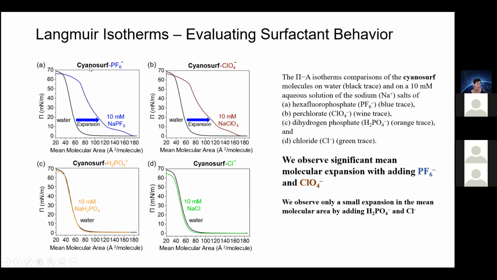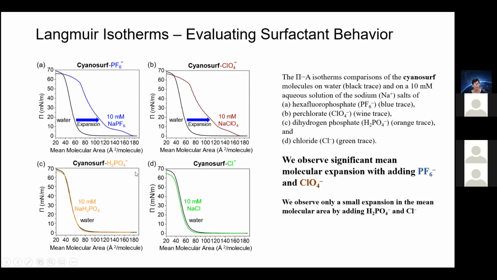When we place the cyanosurf and do the spread on a 10 millimolar solution of the hexafluorophosphate, we certainly get huge expansion across the whole region. And the collapse phase is a little bit sooner at lower surface pressure. Similarly, perchlorate acts the same way, a little bit different shape, but very similar. Okay, so these two ions, we see strong evidence of binding and changing of phases.